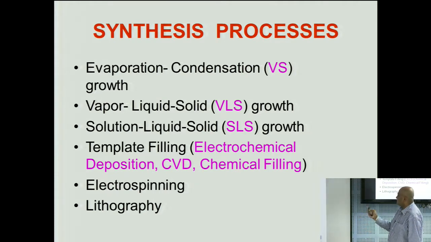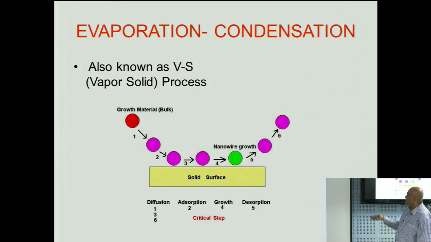There is also another type, what is known as template filling. If you already have a template, like a carbon nanotube, you can make nanomaterials inside it. That is what we call the template. This basically shows how the process goes. The growth material comes in, this is the solid surface where you have the catalyst, this is where the nanowire starts, and then it grows away from here.